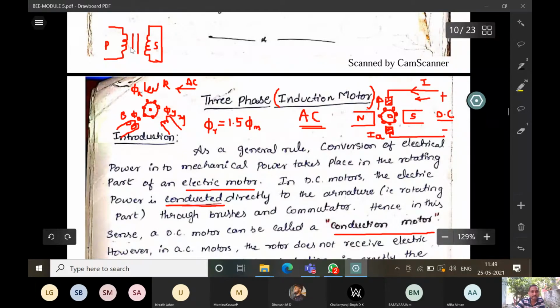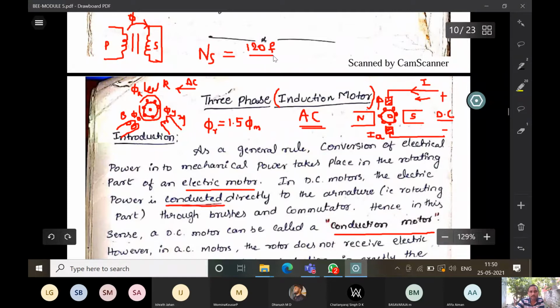From the primary to secondary the flux will be passing, right? That is the mutual flux, phi. Here the three phases are there, hence phi R, phi Y and phi B, and a resultant flux will be produced. This is rotating in the air gap. This flux is called the rotating magnetic field, rotating at synchronous speed Ns. So Ns is equal to 120 f by P.